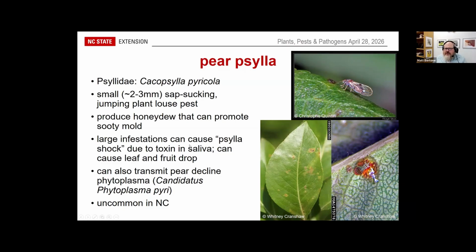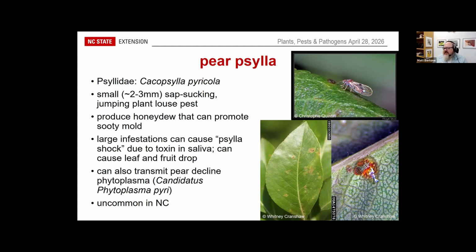They can produce honeydew that promotes sooty mold growth. As Mike mentioned, if you get a kind of dusting of dark sootiness on plants, sometimes that's from honeydew excreted by insects like aphids, but also psyllids like this. Large infestations can cause psylla shock due to a toxin in the saliva, and this can cause fruit and leaf drop. They can also transmit pear decline phytoplasma.